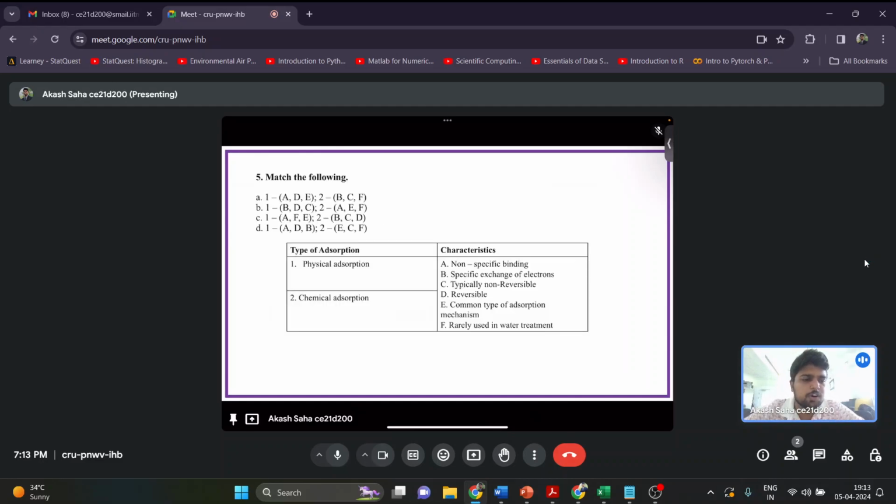Now we will move forward to the match the following. We have two types of adsorption given on the left hand side, which are physical and chemical adsorption, and some characteristics. The characteristics mentioned are non-specific binding, specific exchange of electrons, typically non-reversible, reversible, common type of adsorption mechanism, and rarely used in wastewater. We have to match with the corresponding type of adsorption, whether it's physical adsorption or chemical adsorption. Try to match it with the correct type, and then we will discuss the answer.